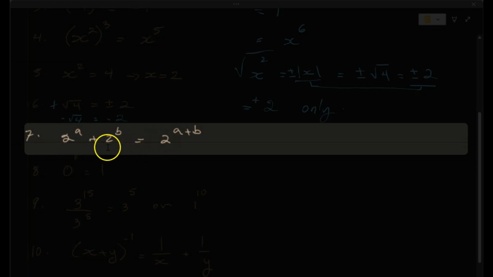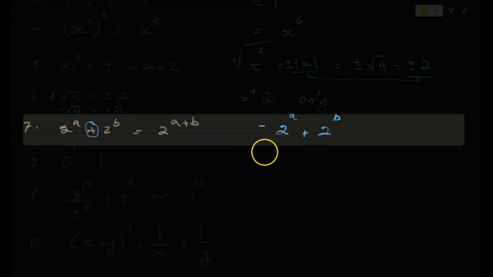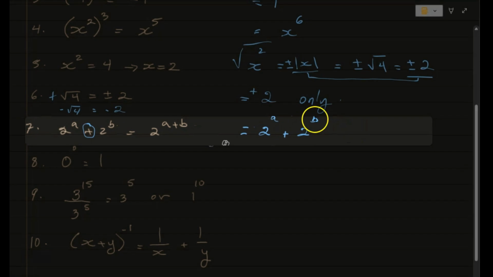Well, students say, well, they've got the same base, we're going to add the exponents. And they forget that this operation is a plus sign. And when you have a plus sign like that, you really can't do anything. There is no law. So to simplify that, guess what? You can't simplify this expression. You let it be. So your final answer will be 2 to the a plus 2 to the b. That's it.